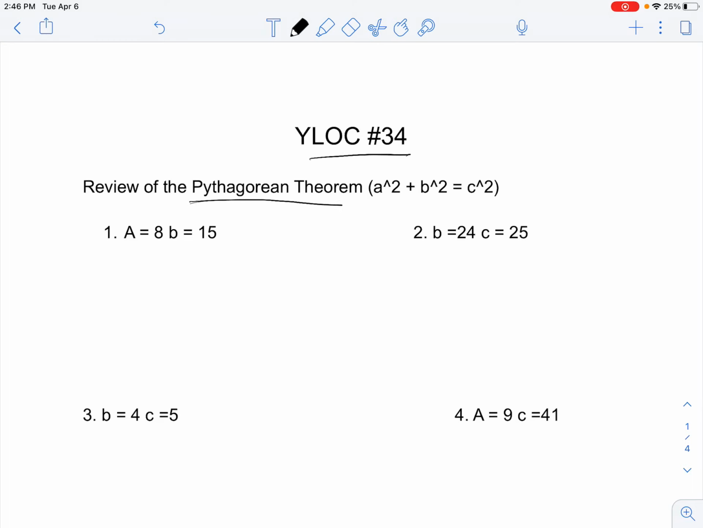So, review of the Pythagorean theorem. Here's the Pythagorean theorem, and we just have to substitute the values a and b into the equation. We have a squared plus b squared equals c squared.